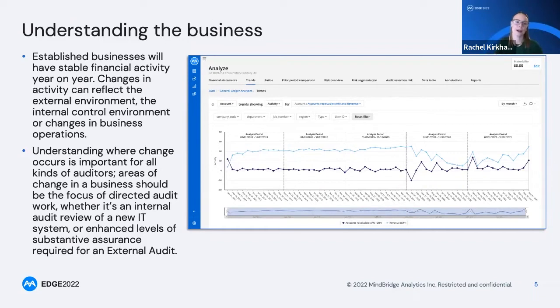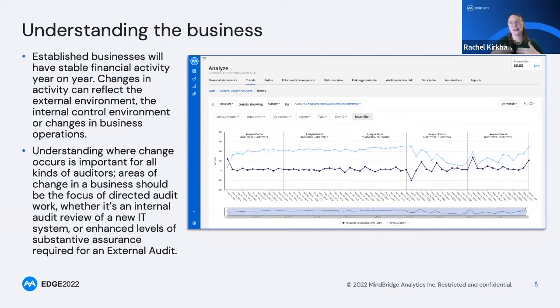So, when we think about comparing periods, it's useful to understand what is your expectation, right? So, what do you understand about your current business activity? If there's an expectation of stability, so maybe you've been around for 5 to 10 years or even longer. Indeed, I used to audit government departments which were around for hundreds of years.